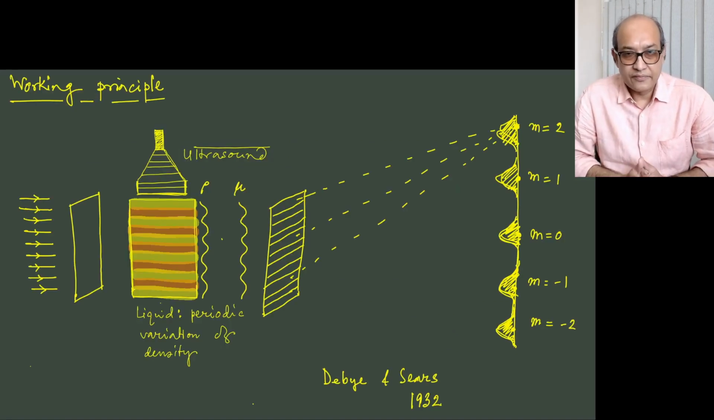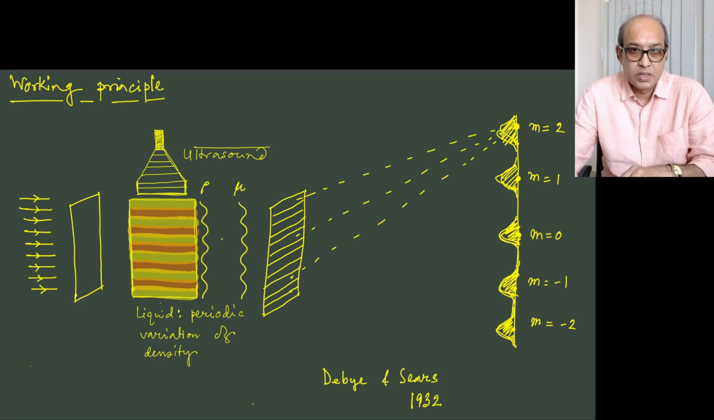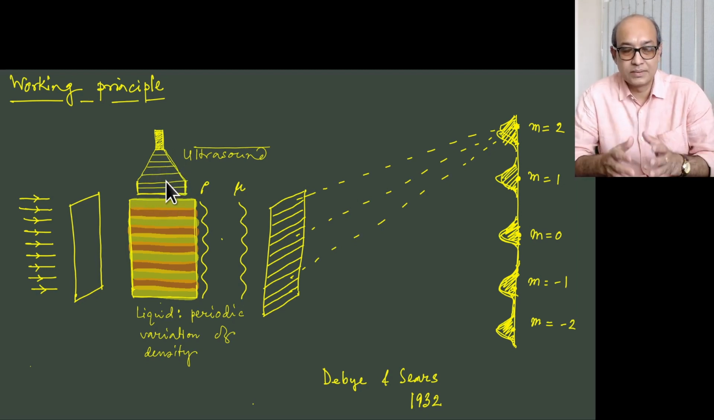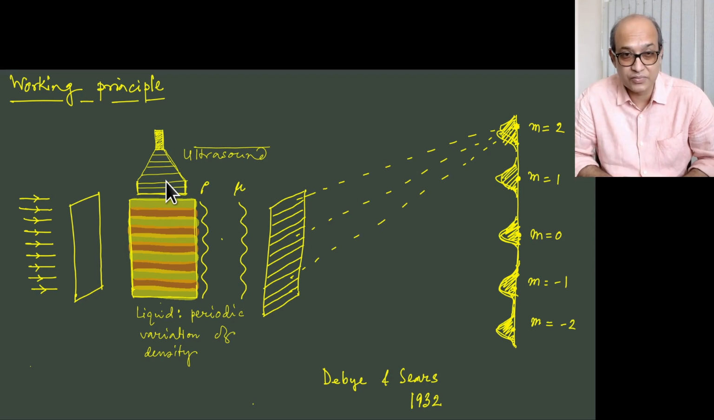That light can be diffracted by acoustic waves, the standing waves of ultrasound, was first demonstrated by Debye and Sears in 1932. What they did is they took a box full of liquid, let's say water, and at one side of this rectangular box they put an ultrasound head, which is like a speaker, that makes ultrasound, very high frequency sound, much beyond 20 kilohertz. We can't hear it, of course.